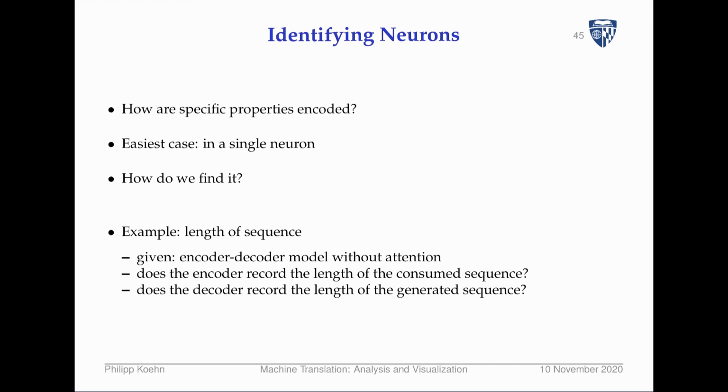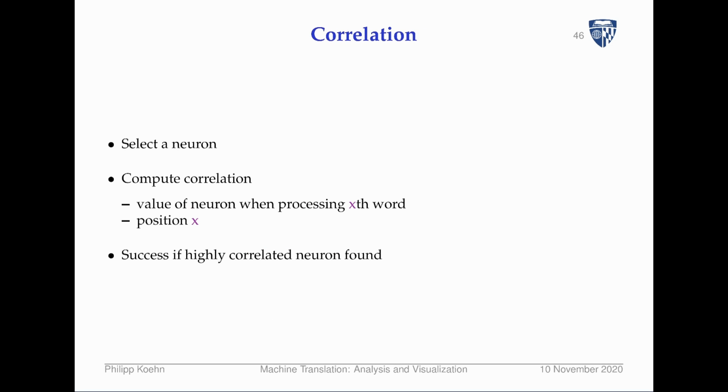So we can ask particular questions. For instance, is the length of the sentence encoded somewhere? Especially looking at recurrent neural networks, when it produces output, it has to figure out how long of a sentence it has to generate. So it needs to have some sense of length and say, okay, the sentence is now long enough. It's now as long as the input sentence, so I should be done. So here in the study, an encoder-decoder model without attention is being used. And the question is, does the encoder record the length of the consumed sequence, and does the decoder record the length of the generated sequence?